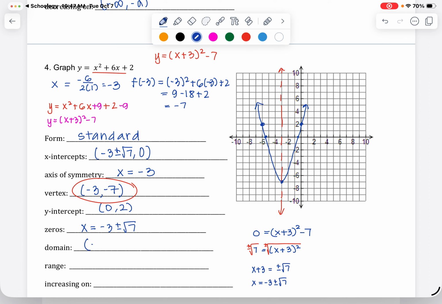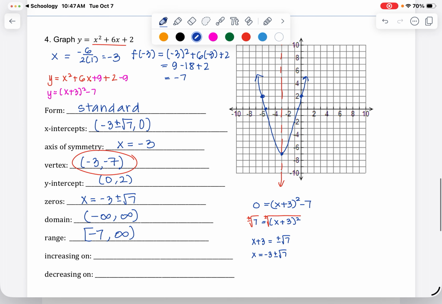Okay, domain and range. So domain, all real numbers. Range, the lowest my graph goes is negative 7, and then it goes on infinitely. Increasing from negative 3 forever. Decreasing from negative infinity to negative 3.